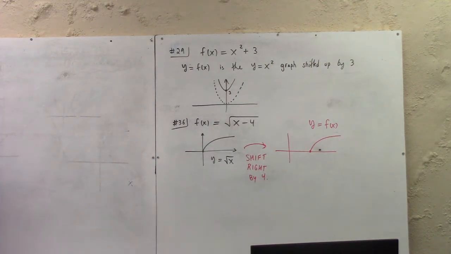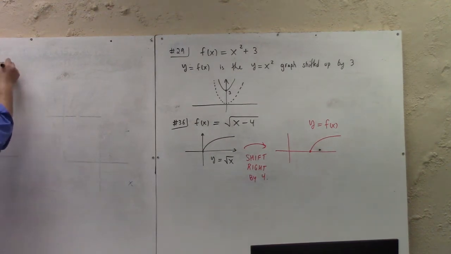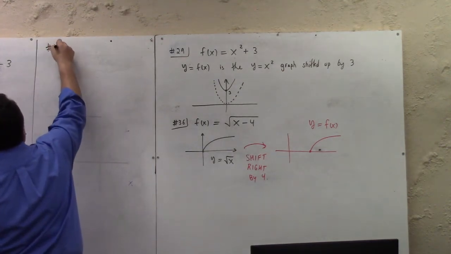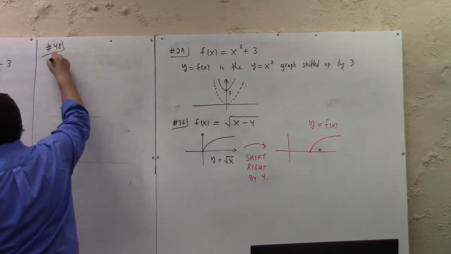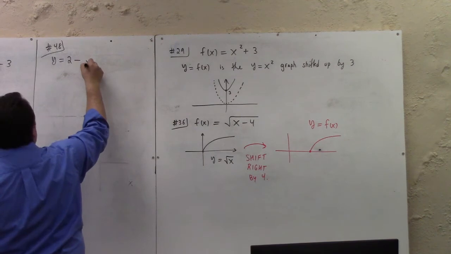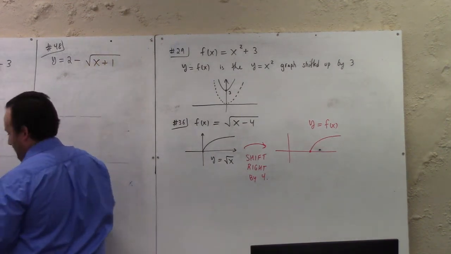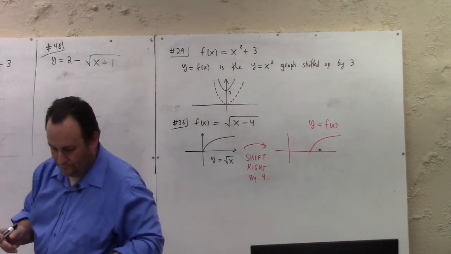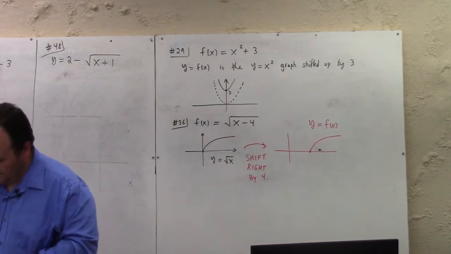Number 46, and this is from section 2.6, right? We're given y equals the square root of x plus 4 minus 3. And number 48, we're given y equals 2 minus the square root of x plus 1. So these are starting to get a little bit trickier. How are we going to do those?